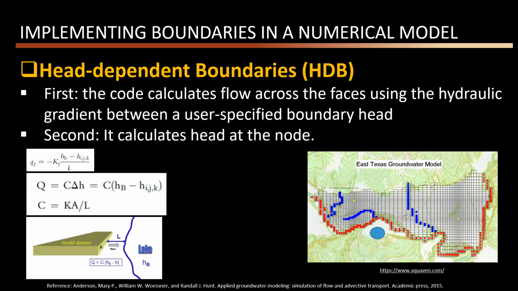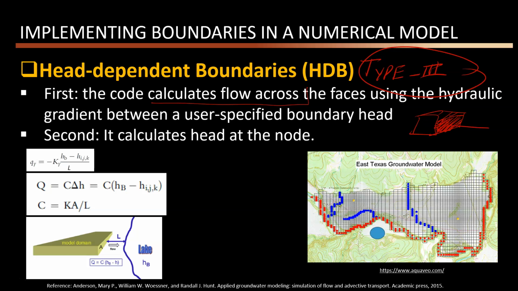Head-dependent boundary condition is the third form of boundary condition, which we use a lot, directly or indirectly, in so many packages. Technically, using this boundary condition, the code first calculates the flow across the faces that we are concerned with, or would like to define a boundary condition for. For example, think about this face. The package calculates the flux at this face, and based on this flux, MODFLOW calculates the head at that node.